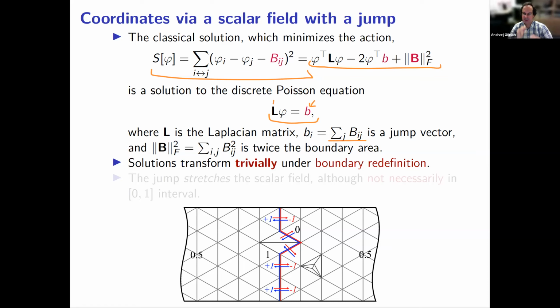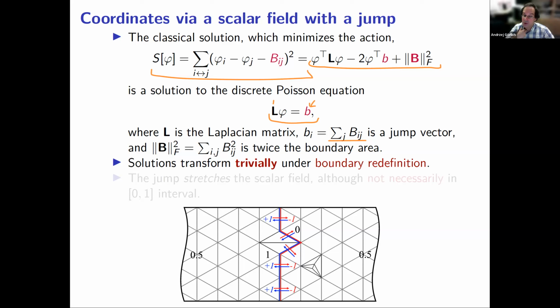And so now all we have to do is to solve this equation. There are some technical problems, and also this L matrix is rather large. It's like 1 million times 1 million simplices, but it's a sparse matrix, so we can do it. And also changing the position of the boundary, like, for example, here the boundary is here, changes the solution, but in a trivial way. So the solution transforms trivially under boundary redefinition.